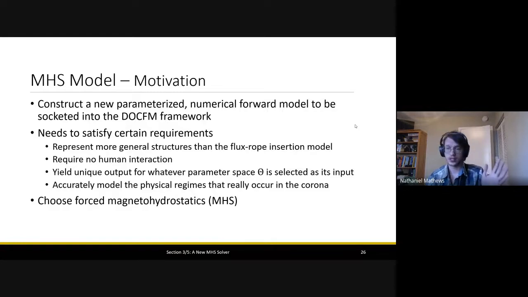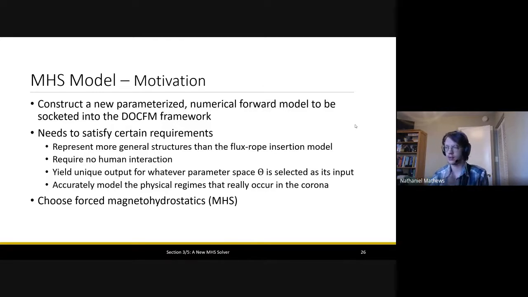So what does the forward model need to do to be able to be put in there? It needs to be able to represent more general structures. That's the whole point. And I would also like to remove any sort of human interaction. Remember, the first step of the flux rope insertion model is sort of to draw out this cavity by hand, looking at observations. We want to not have to do that because we need to run this model a bunch of times, right? We want to have as little human intervention as possible. And we want it to be parameterized in some sense.